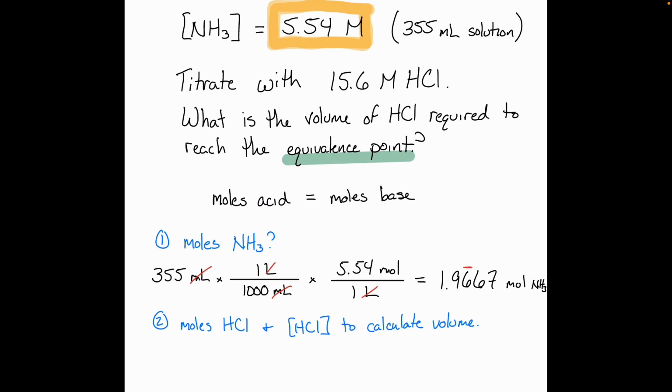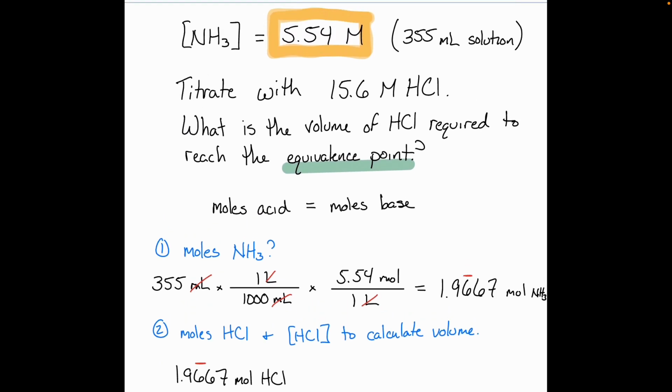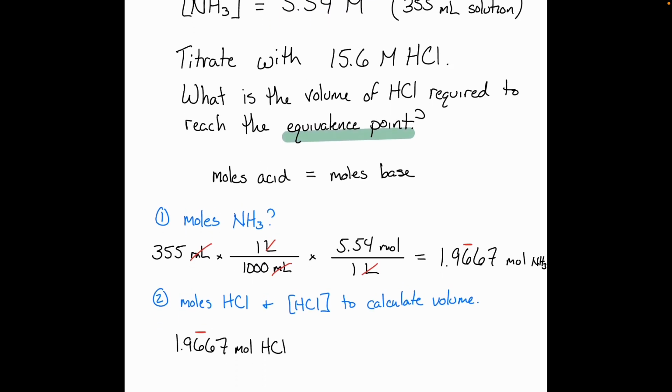All right, and again, to be at the equivalence point, that means that my moles of acid equal the moles of base. So that means I also have 1.9667 moles of HCl. So in order to figure out what volume of HCl I need, I'm now going to have to use my concentration, that 15.6 big M. If you haven't already, take a minute to see if you can get from moles to liters using that concentration.